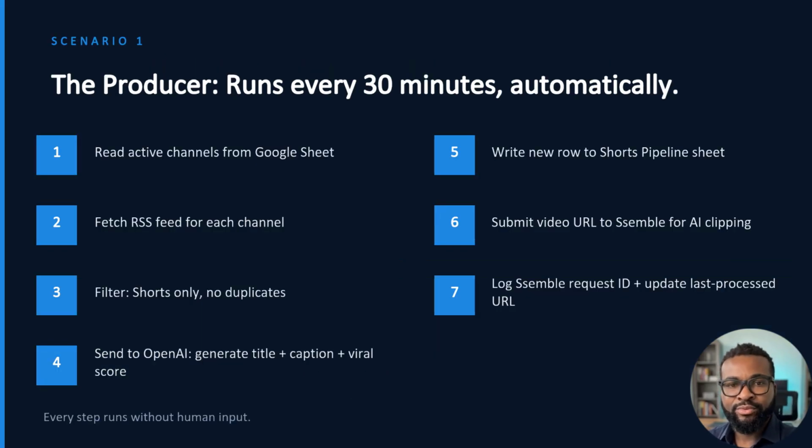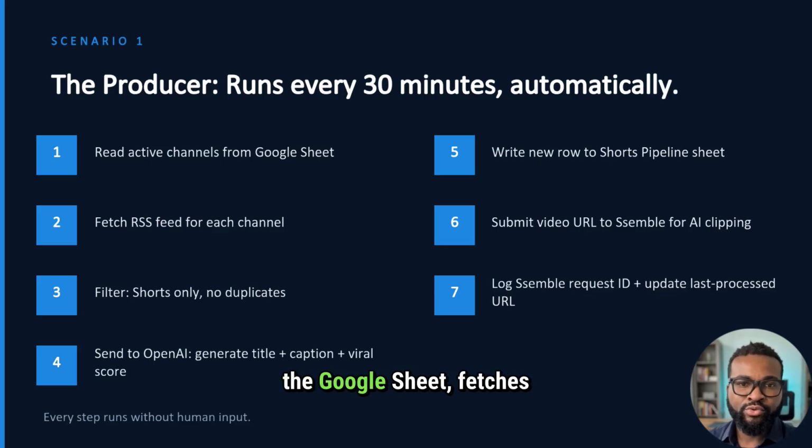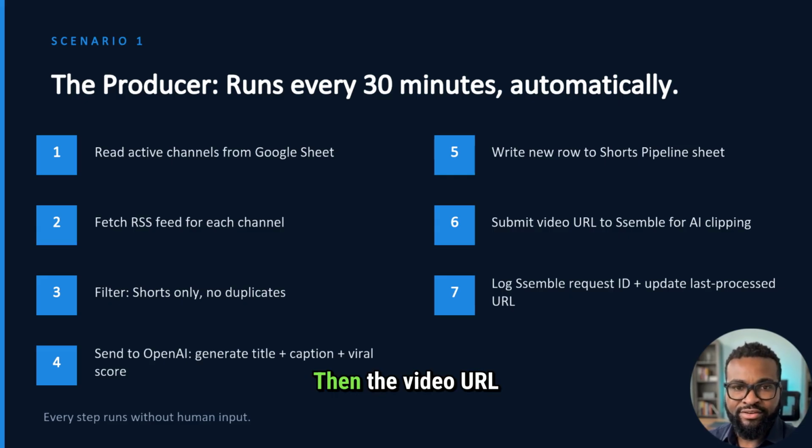Every 30 minutes, the producer wakes up and goes to work. He pulls the list of active channels from the Google Sheet, fetches each RSS feed, and drops anything that is not a fresh short. For everything that passes, OpenAI generates a title, a caption, and the viral score. That metadata gets written to the pipeline sheet. Then the video URL goes to Ssemble with the clipping instructions. Ssemble logs back a request ID. The producer records it and moves to the next channel. Nobody touches any of this.